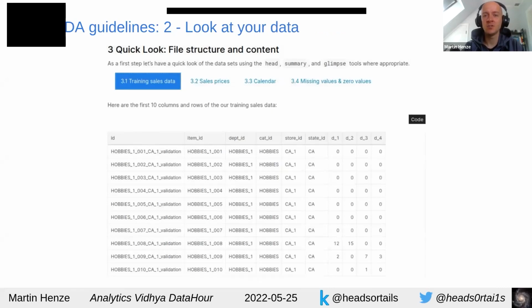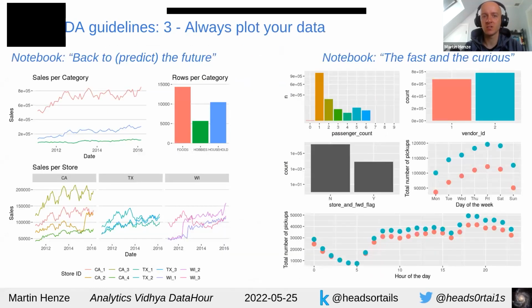Second one is, we talked about this, look at your data. Start out just looking at the tables if they're tables, at the texts if they're text, look at some sample images if they're images, and get a quick feel of what's going on with the data. What does it look like? How is it structured? And then always plot your data. You can start with some simple line plots for sales. Bar plots are good whenever you have categories. Those are the two fundamental tools that I would use for continuous and for categorical features.